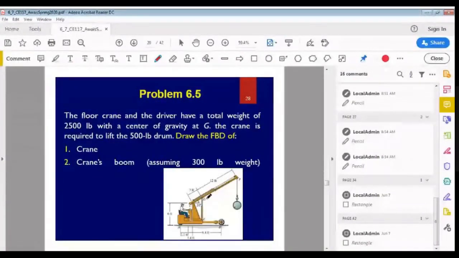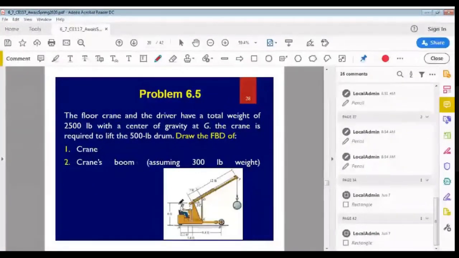Problem 6.5, the floor crane and the driver have a total weight of 2,500 pounds with the center of gravity at G. The crane is required to lift the 500 pound drum. So the crane has a self weight, this total crane has a self weight of 2,500 pounds, and in addition to its self weight, it is also lifting a drum of 500 pounds. Draw the free body diagram of the crane.